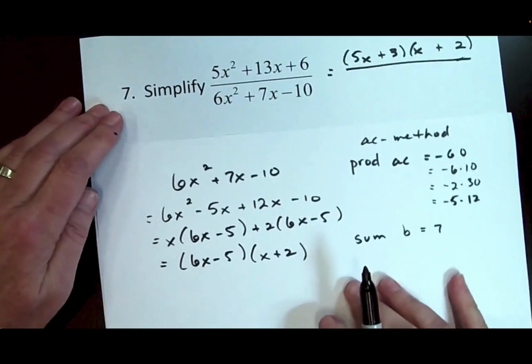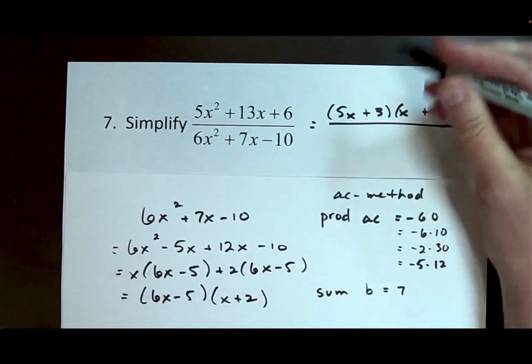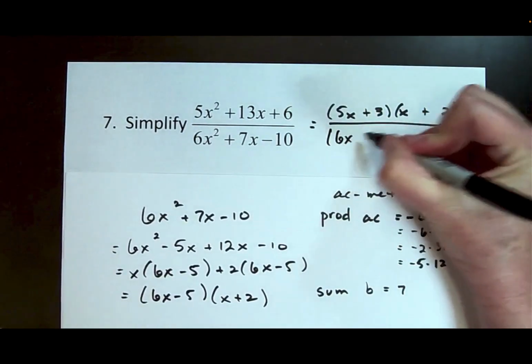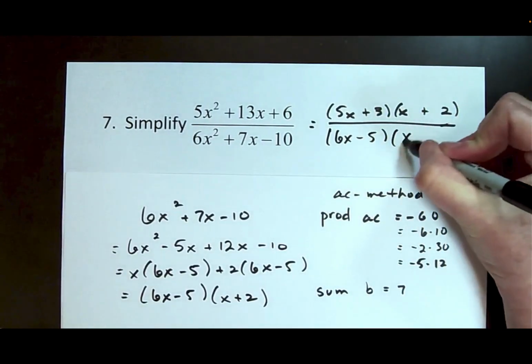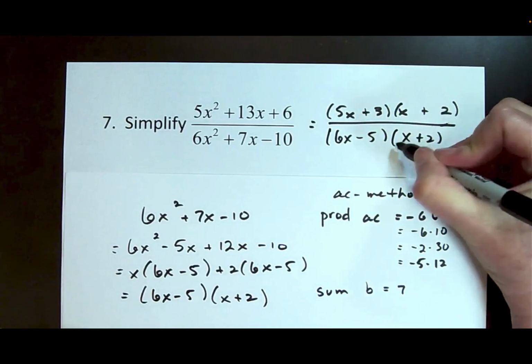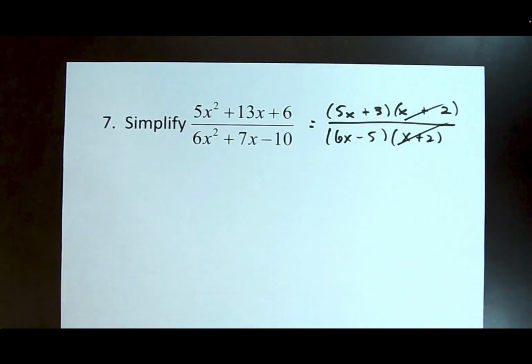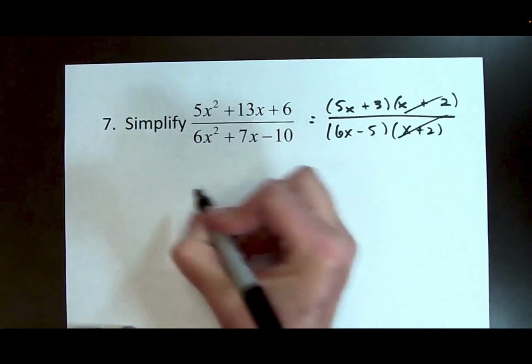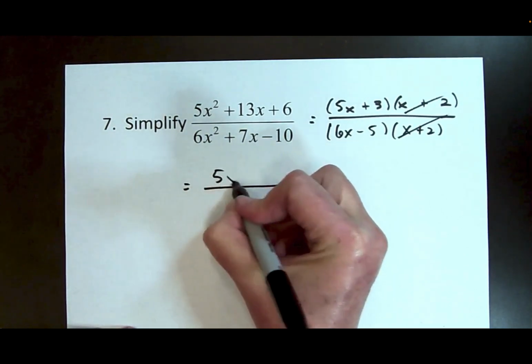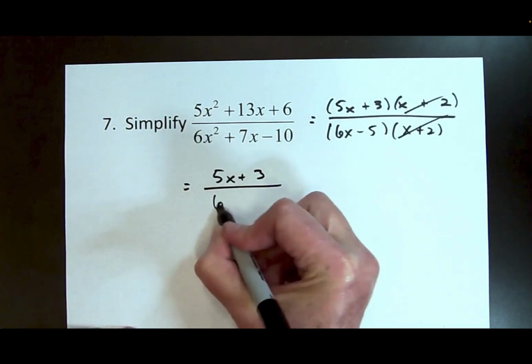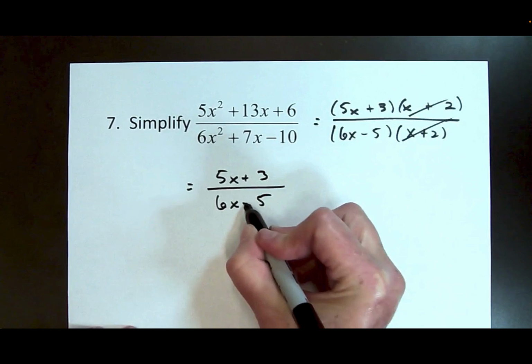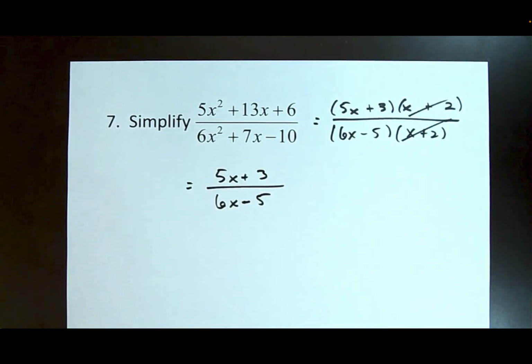And if you were able to do that by trial and error, well, good for you. Okay, so 6x minus 5, x plus 2. The x plus 2's are common factors, so I can cross them out. And my final answer then is 5x plus 3 over 6x minus 5. Okay, so congratulations if you got through that okay.